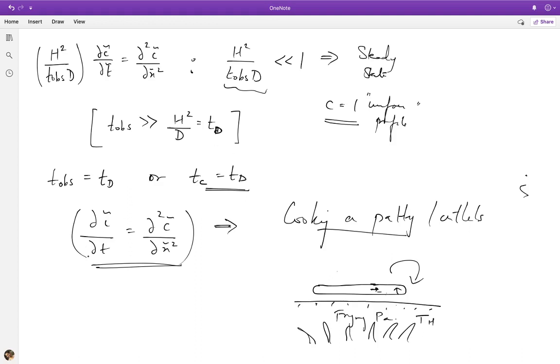Alright, so let's leave this now for the moment, and I'll come back to this to show you some numerical demonstrations of this and of the relevance of these scales that we've obtained, of the diffusion scale that we obtained.